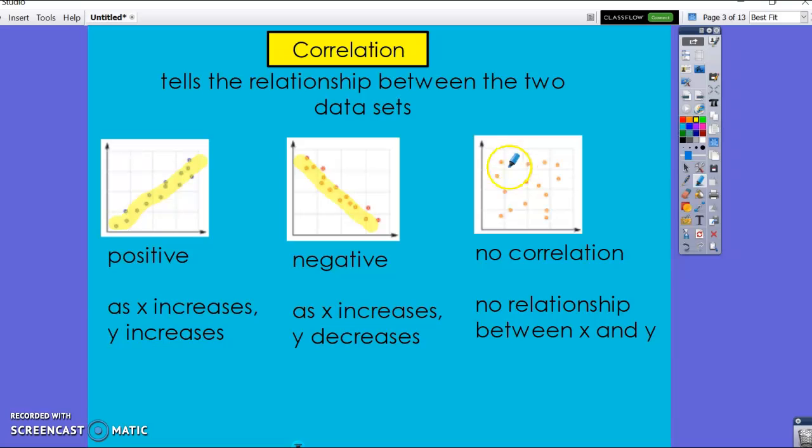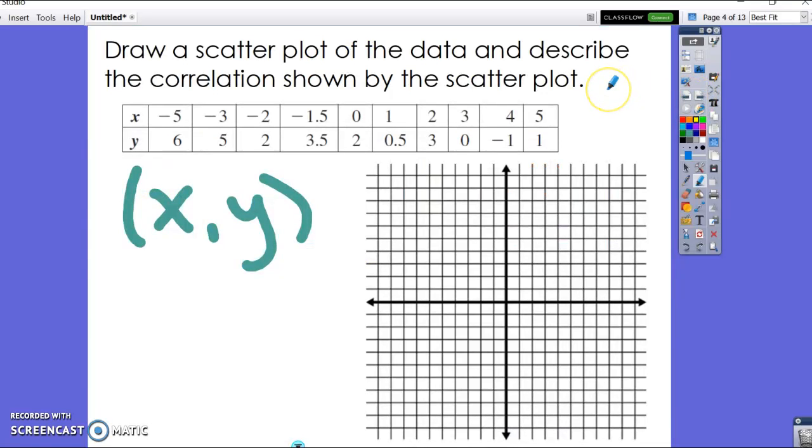No correlation, if you're looking at our dots, they are completely random. So there's no relationship between our x and our y. So we want to be able to draw a scatter plot and describe the correlation as positive, negative, or no correlation. So we're just going to plot all of these points.